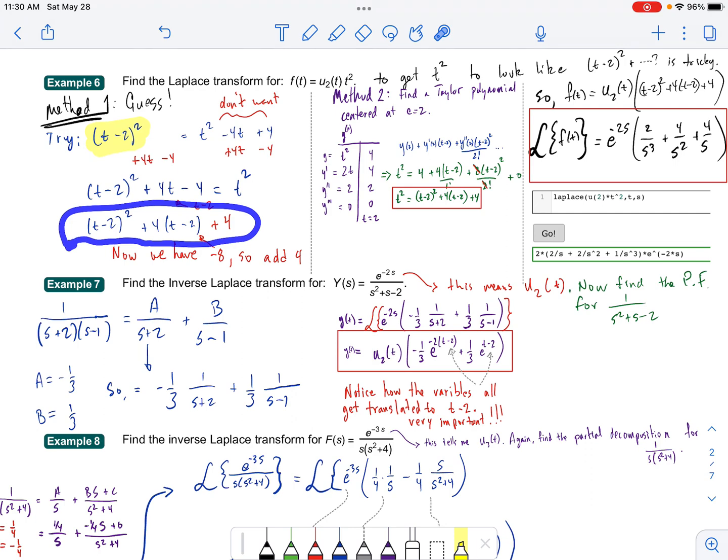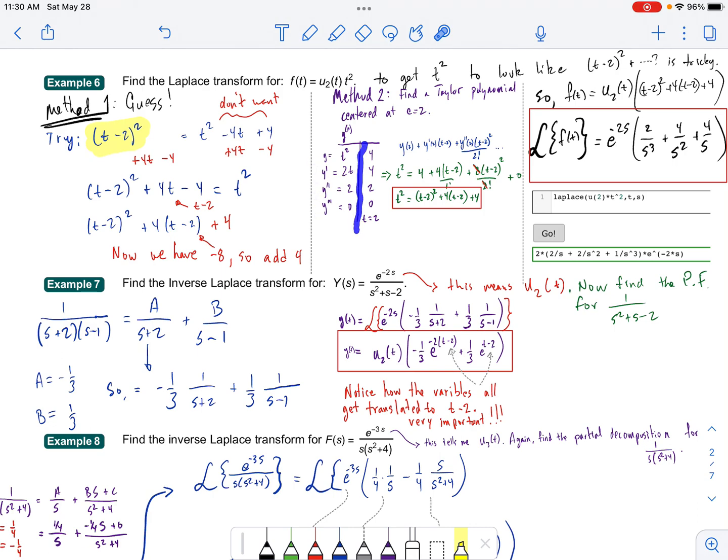So sometimes that's easy, sometimes that's tricky to get your function in that form by guessing and checking. Another way to do it is simply to find a Taylor polynomial that's centered at c equals 2. We can do that by writing down what the function is, what the first derivative, second derivative, and third derivative are.